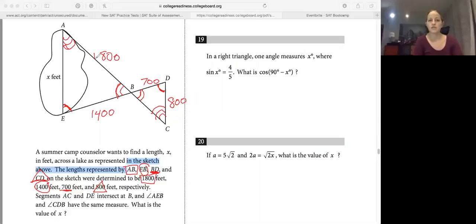So now if I wanted to know how big X is, then I know that it's twice as big, right? So if this side is 800, then the side with X would be 1,600. And that's my answer.